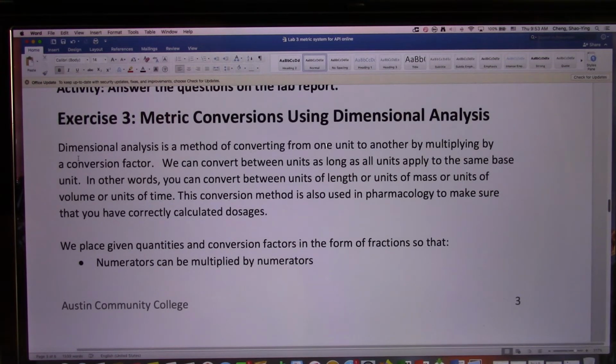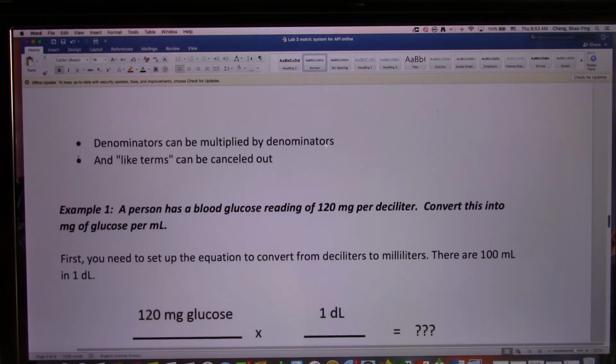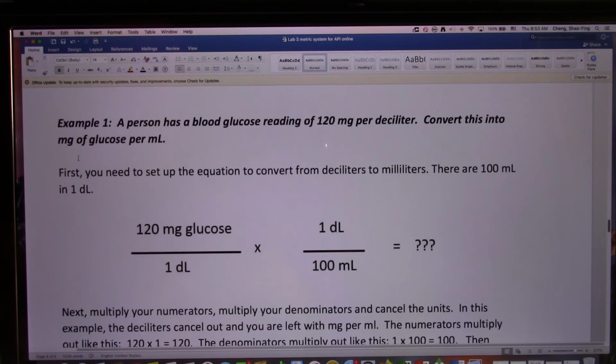And you also need to be able to calculate the metric conversion. And this part will really help you when you go to nursing school and take a class called dosage. It's very important. You need to master dosage. As a nurse, you need to be able to transfer one unit into the other unit.